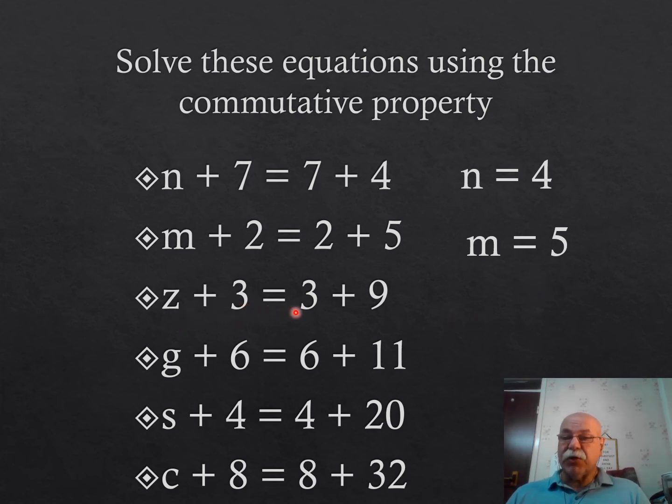z plus 3 equals 3 plus 9. How much does it become? It becomes z equals 9. How? Because I transfer the 3 to the other side and change the sign to minus; the plus cancels, and it becomes 9. Here, j plus 6 equals 6 plus 11. When I transfer, the 6 cancels with the 6 because the sign changes to minus, with the plus it becomes 0. That's why it is 11.